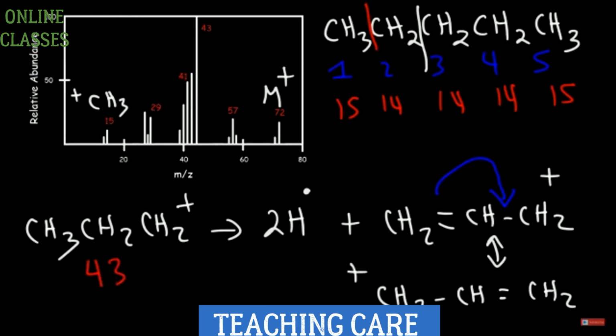So if this has a mass to charge ratio of 43, and if we subtract 2 from that, then the mass of this particular fragment will be 41. You can add 14, CH is 13, plus another 14. That'll give you an m/z ratio of 41.